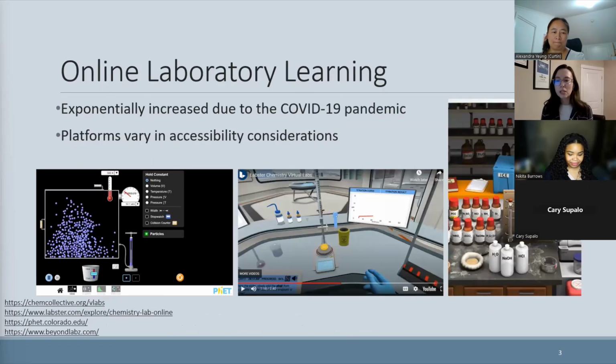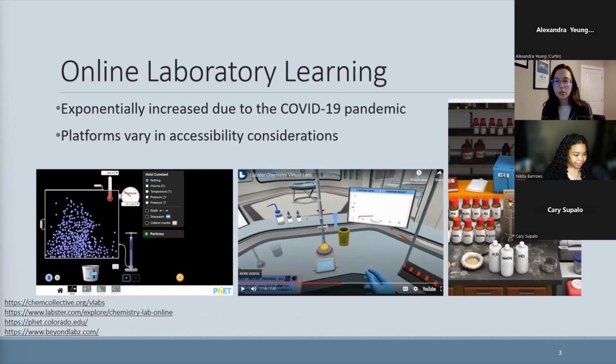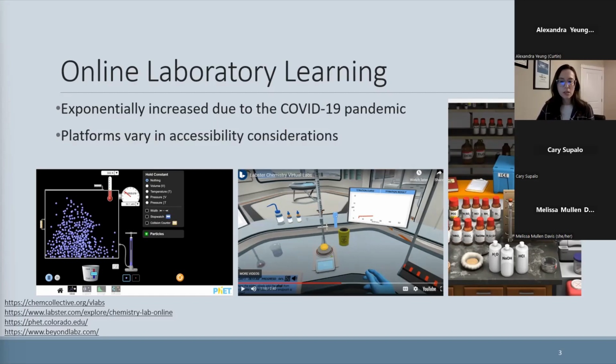So I'm going to be speaking about considerations for accessibility and inclusion in our online laboratory environments. And then I'm going to hand it over to Carrie to speak about the in-person lab. So it's no secret that the use of and the need for online laboratory learning environments has increased exponentially in the last several years with the COVID-19 pandemic, and just overall with increasing need for flexibility from our students.